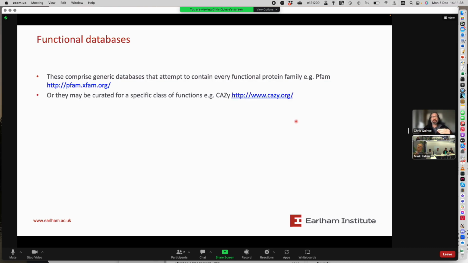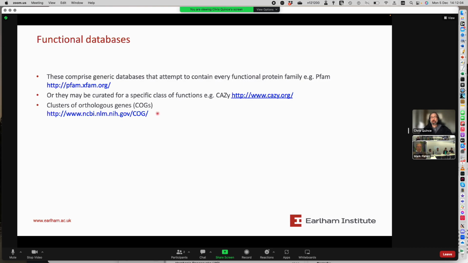They can be generic databases which try to include every possible functional gene. So PFAM would be an example of that. But then there are also more specific databases that are aiming to get a particular set of gene functions associated with a particular type of metabolism. So KZ would be a good example of that, which curates carbohydrate metabolism genes.